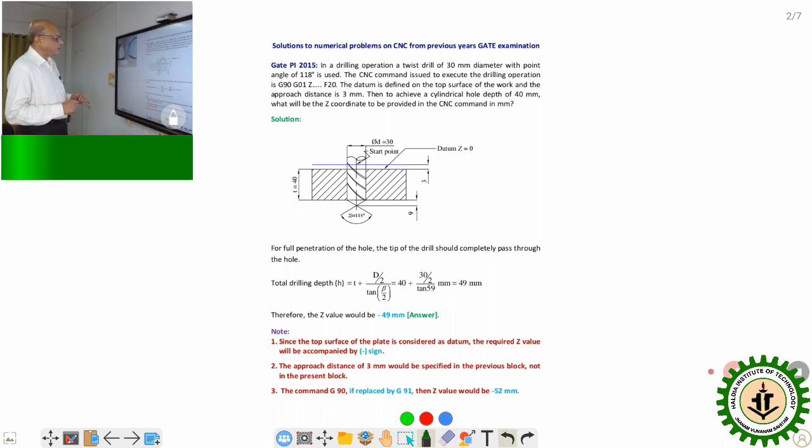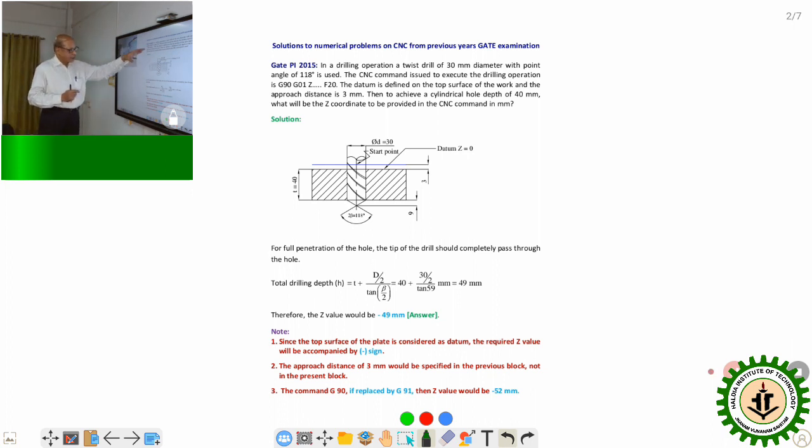The CNC command issued to execute the drilling operation is G90 G01 Z, feed 20. The datum is defined on the top surface of the work and the approach distance is 3 mm. Then, to achieve a cylindrical hole depth of 40 mm, what will be the Z coordinate to be provided in the CNC command in millimeter? That means this dotted portion is a fill in the blanks type. Whatever result you obtain after calculation will be incorporated in the blank.